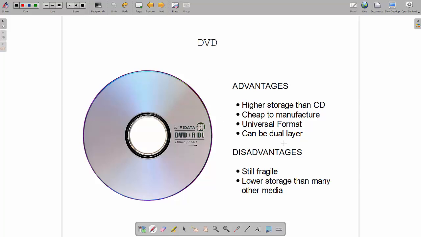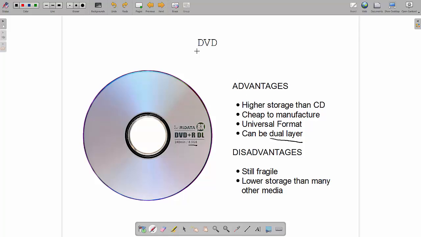However, they can be dual layer, or at least multi-layer, which means that you can have different layers on them that can be accessed one after the other, okay? So we can read the entire layer, 4.7 gigabytes, and then we can switch to the next layer. If you do that on a DVD player, you might notice that it skips a little bit. If you're ever watching a DVD and halfway through it pauses slightly and then it carries on, it's because it's switching the layer.